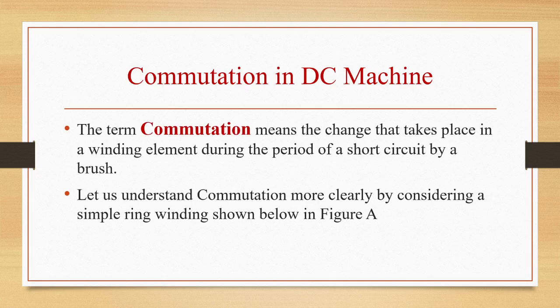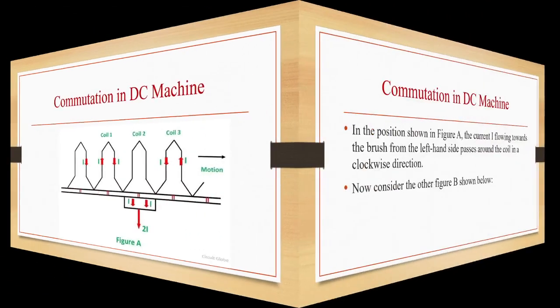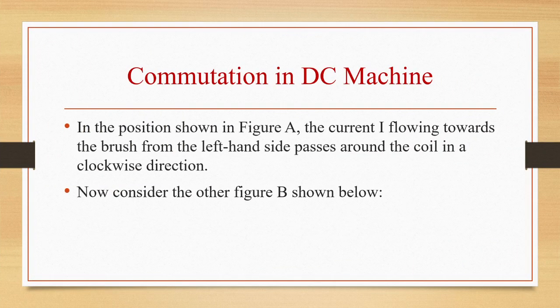So we can understand the commutation by considering the simple ring winding shown in the figure. In this figure you can see the direction of current flowing in coils 1, 2 and 3 and their motion. In the position as shown in the figure, the current I is flowing towards the brush from the left hand side, and passes around the coil in a clockwise direction.